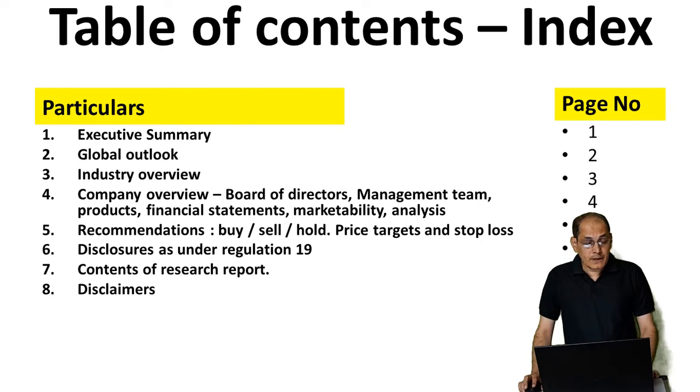Then in this we have the executive summary, global outlook, industry outlook, company overview. In company overview, you will have to mention the board of directors, management team, then the products that the company is producing or selling, then the financial statements, marketability, and your analysis on the company. Next are the recommendations. You may give buy, sell, or hold recommendations. Secondly, you can give price targets and stop loss for the stock.